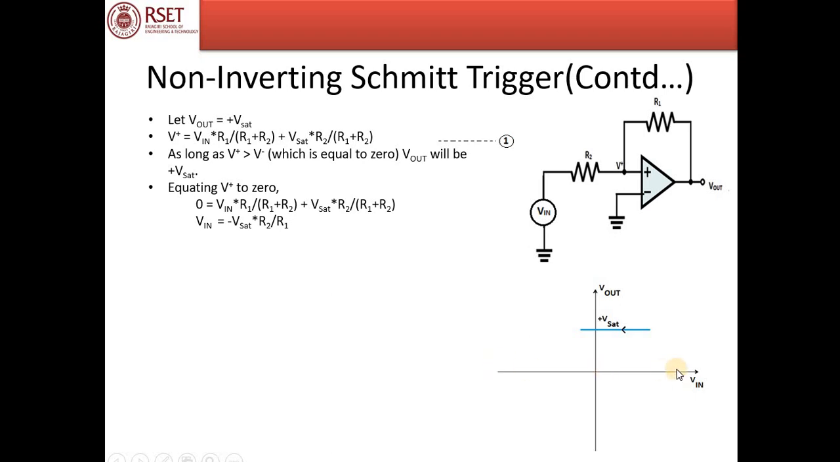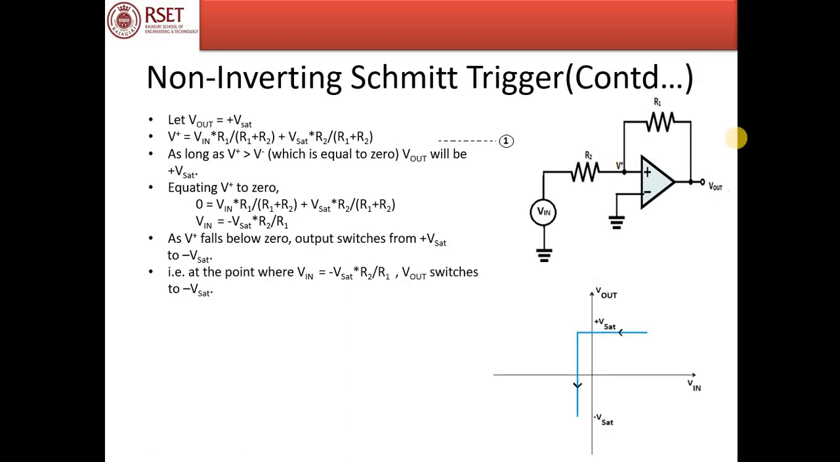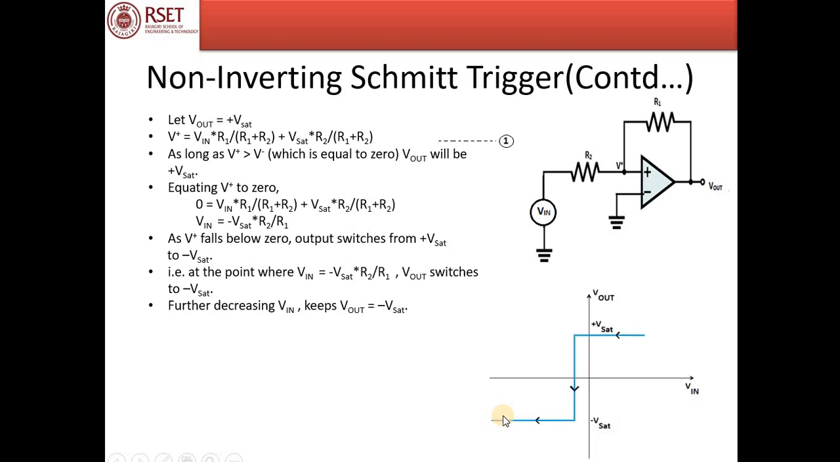This is the transfer characteristic, V output versus V input. The output is plus Vsat till the point V input is equal to minus Vsat into R2 by R1. This is the point. So at this point V plus drops to 0 and the output switches from plus Vsat to minus Vsat. On further decreasing V input, the output remains at minus Vsat because V plus keeps on decreasing.